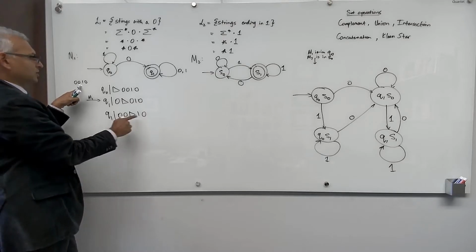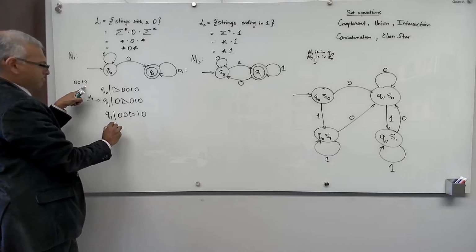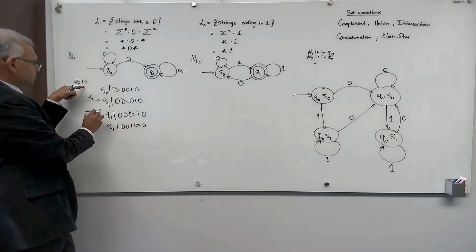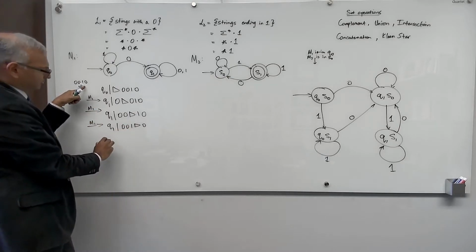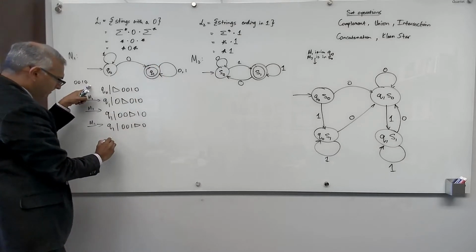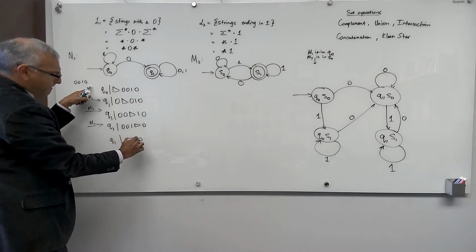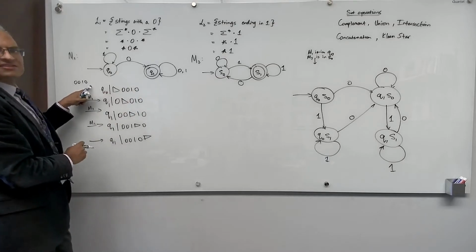You're in Q1, now you process the 1. You stay in Q1, and you're ready to process the 0. So this is all M1. One final processing step: you process the 0, you stay in Q1. And now you're done, and M1 would say yes.